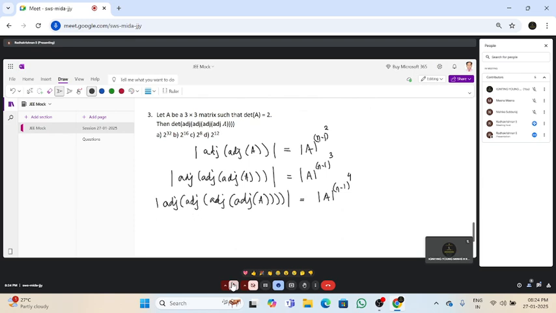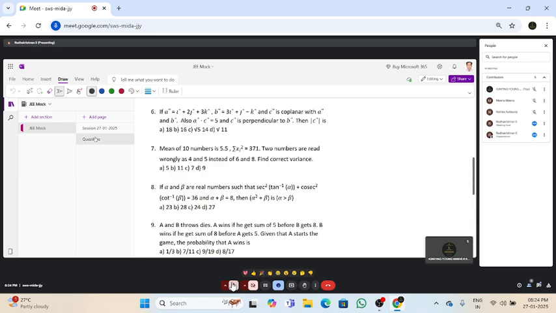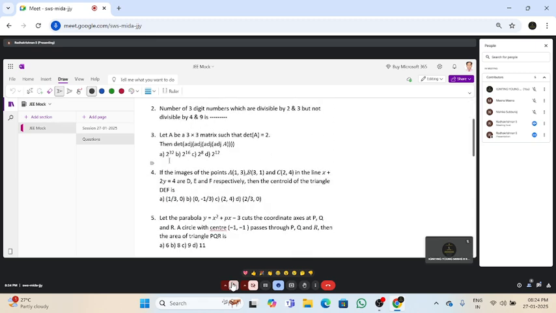So det A is given as 2. n minus 1 here, n is 3, so it's a 3 by 3 matrix. So n minus 1 is 2, 2 to the power of 4. 2 to the power of 4 is 16. Option B. Okay, so I'll go to the next problem.